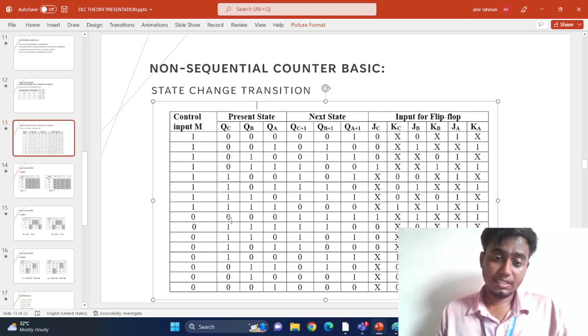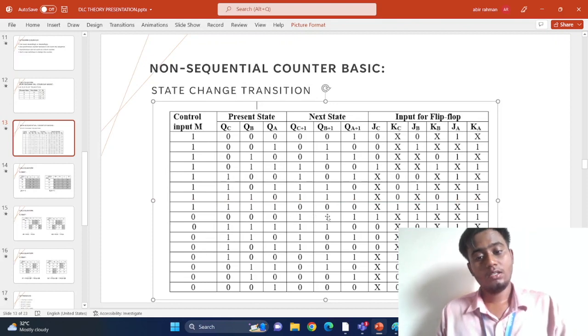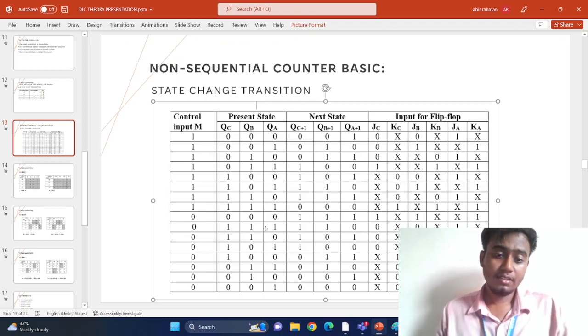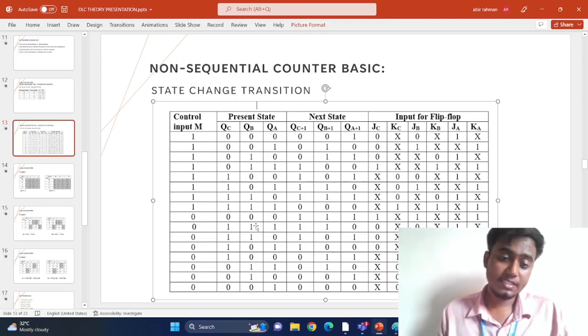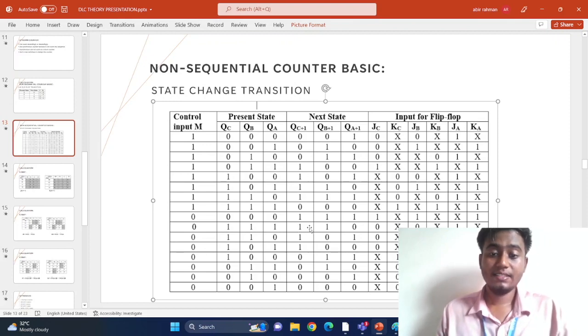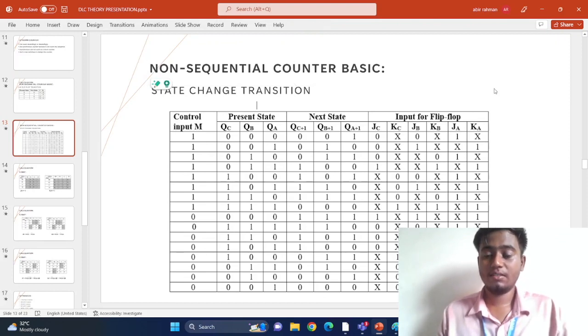So from this table we see that present state is 000 and next state is 111. That means present state is 0, next state is 7. And when present state is 7, next state is 6. From this binary code we already know that 110 is 6, so 7 to 6. Now present state is 6 and our next state will be 5. So it counts from top to bottom. This is our whole transition table. We fill it up in this technique.